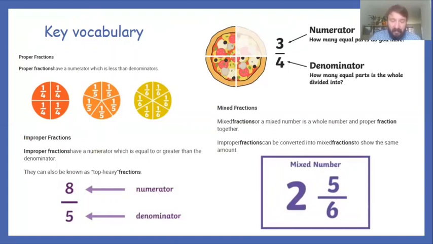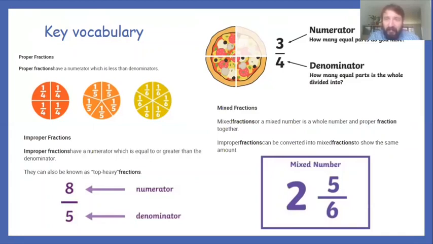And then finally, I'm just going to move my video here, we have mixed fractions, which we will touch on today a little bit. A mixed fraction, or mixed number, is a whole number and a proper fraction together. So here we have 2 and 5/6. Now, improper fractions can be converted into mixed fractions. That is a process I'm not going to show you today, but you'll definitely learn it in year 6, maybe in a later video.